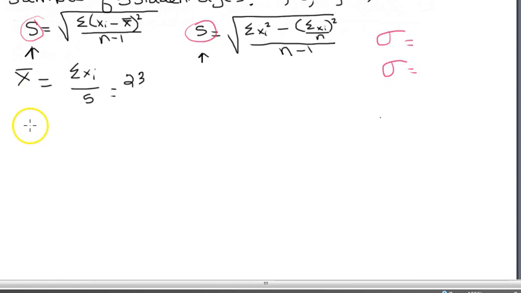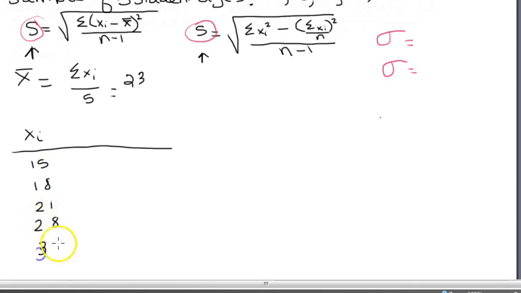So now what I'm going to do is set up a little table. To use the defining formula, I'm going to list all my Xi's. They do not need to be in chronological order, but in this case it just makes it a little bit easier. Now, look at this formula carefully.